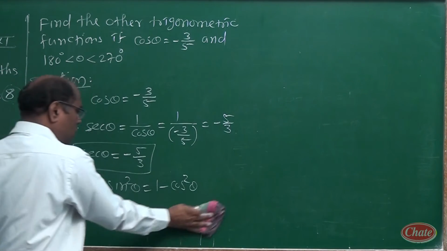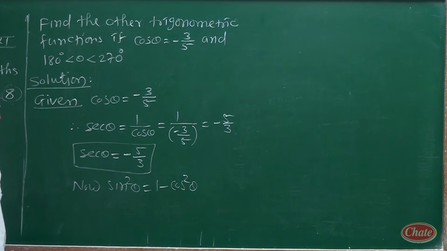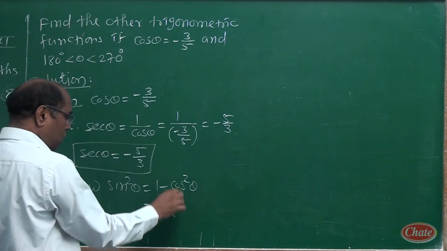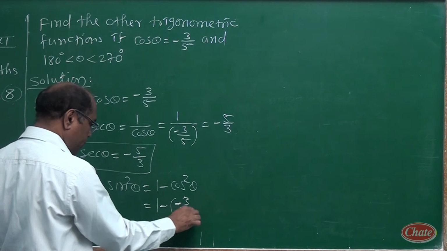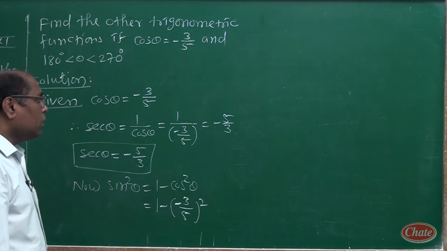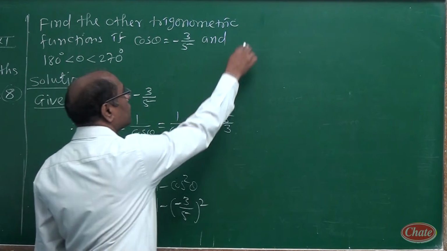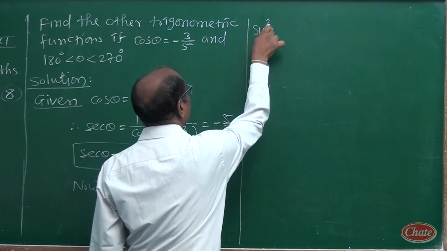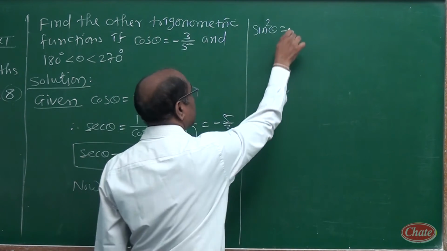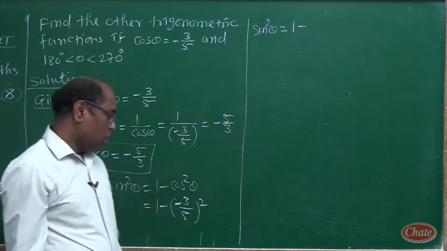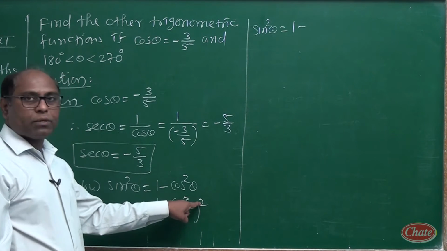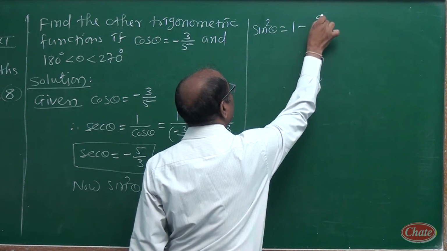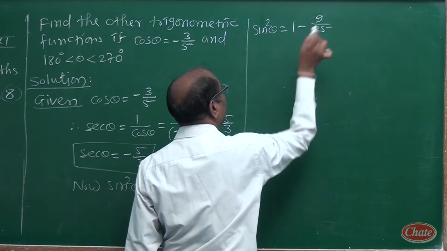Now here we have to put the value of cos theta. So that is equal to 1 minus, what is the value of cos theta? Minus 3 by 5. And so therefore sin square theta is equal to 1 minus 3 by 5 bracket square. So that is 9 upon 25.